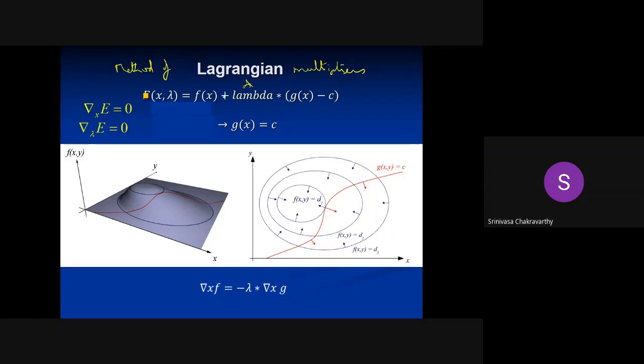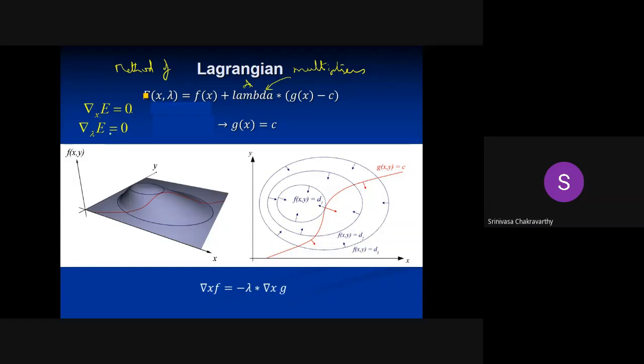augmented cost function, the solution is nothing but del of e with respect to x equal to 0 and del of e with respect to lambda equal to 0. These lambdas are called Lagrangian multipliers. So you differentiate e, this augmented function, not the original function, not only with respect to x, and also differentiate with respect to lambda, and solve them both together. Then you get the solution, which is the optimum under the constraint g of x equal to c.